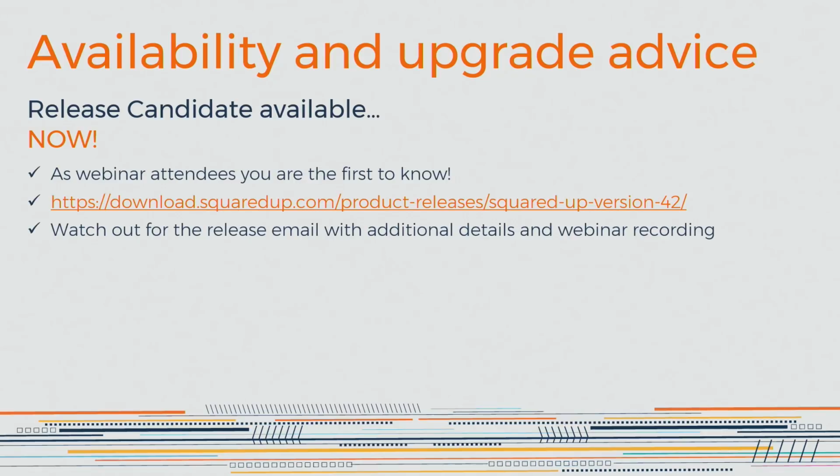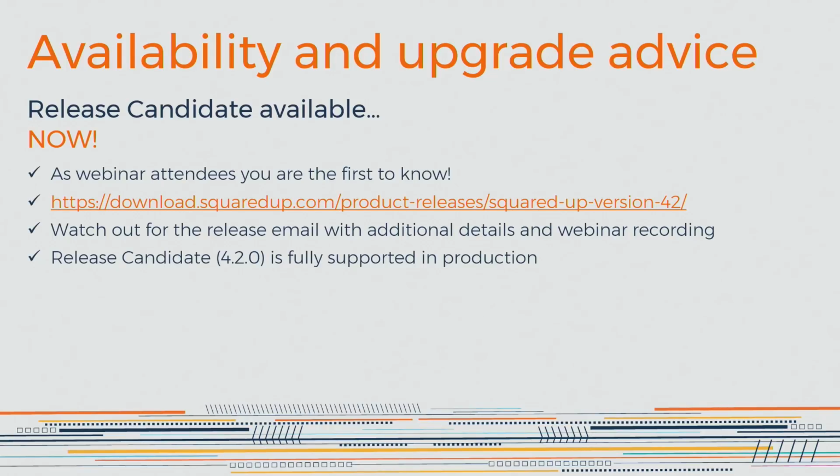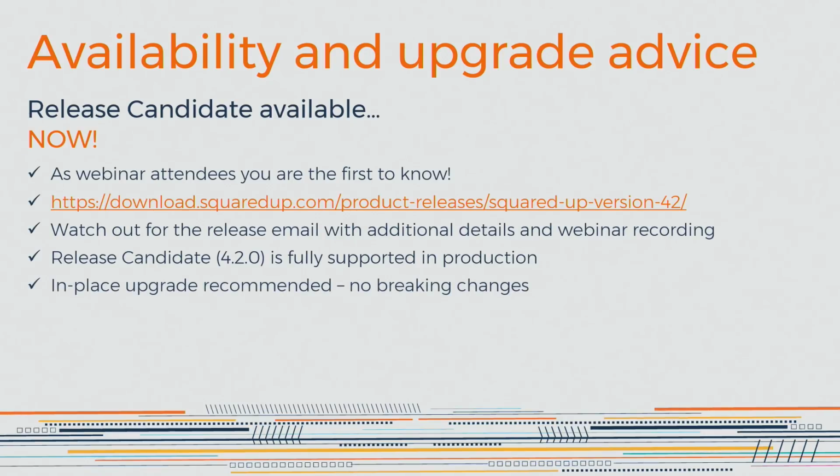We will also follow up with a release email with additional details of the download and, of course, referencing this webinar recording. The release candidate is 4.2.0. The .0 is the important bit. That's a release candidate. It's fully supported in production, so you can go ahead now, download that and get going. We recommend in this case an in-place upgrade, so there's no really big changes here in terms of anything that would expect to break any of your existing dashboards or perspectives. So unlike the big V4 release, this really is just an in-place upgrade, and that's what we'd recommend.